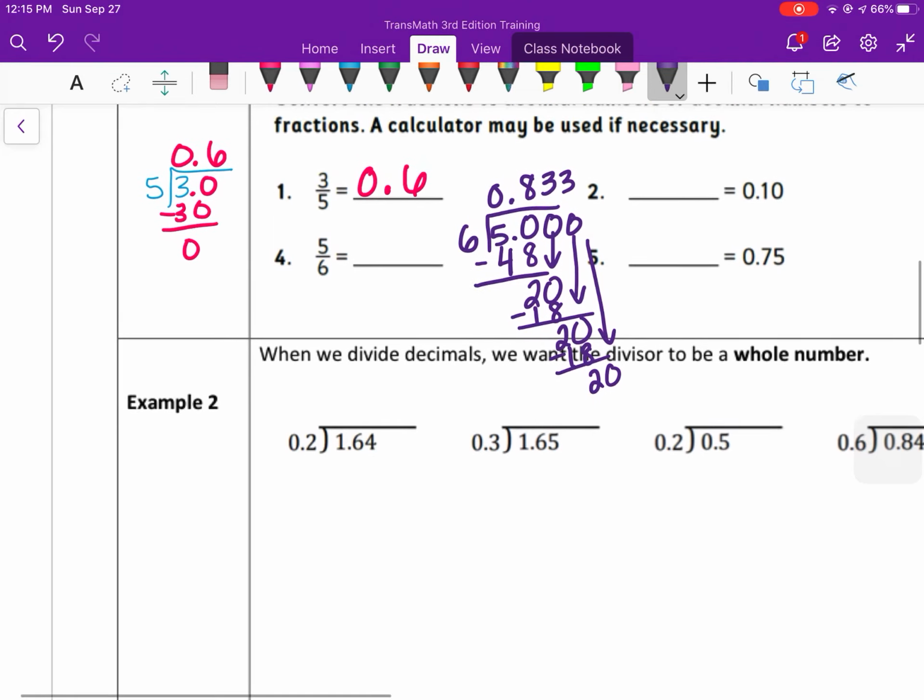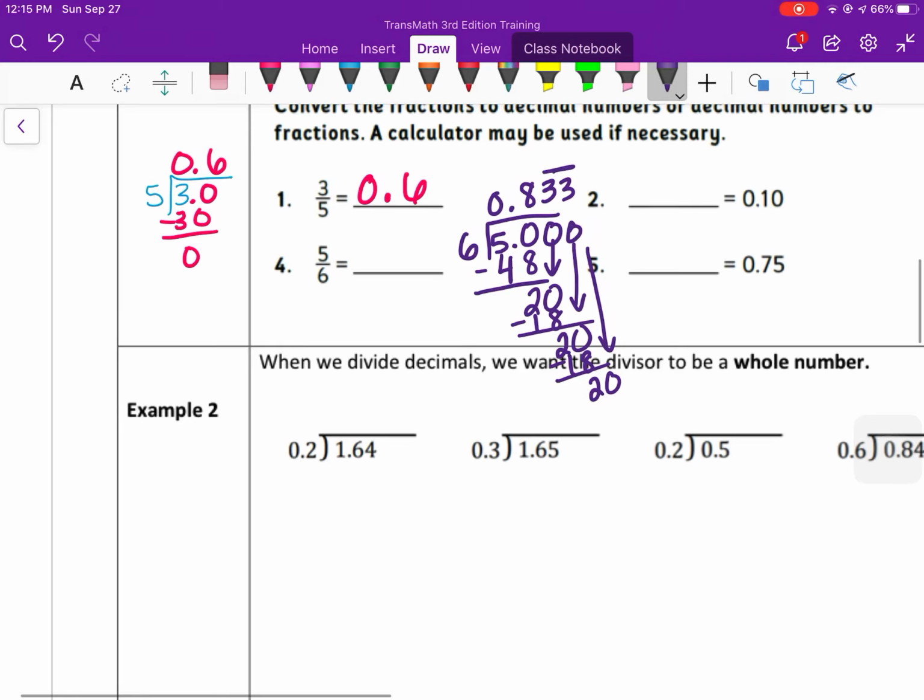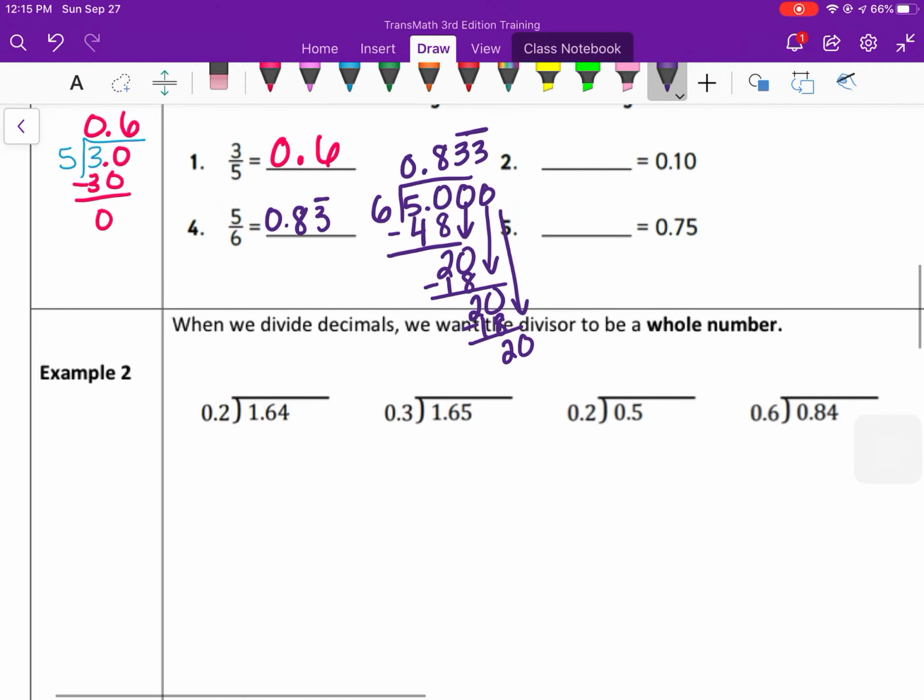And I see a pattern reoccurring here. It looks like we're going to get a repeating decimal. The 3's are going to repeat. So 5/6 is going to be 0.83 with just the 3 repeating, so just the line above the 3.